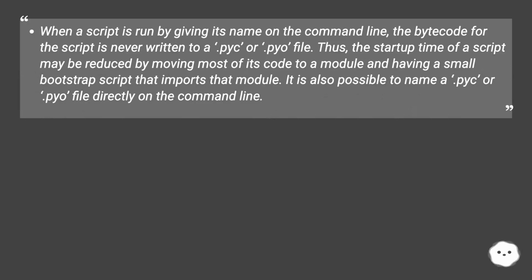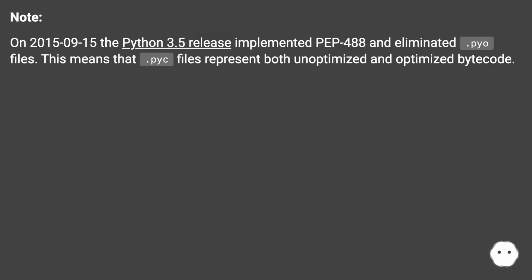When a script is run by giving its name on the command line, the bytecode for the script is never written to a .pyc or .pyo file. Thus, the startup time of a script may be reduced by moving most of its code to a module and having a small bootstrap script that imports that module. It is also possible to name a .pyc or .pyo file directly on the command line. Note: on September 15, 2015, the Python 3.5 release implemented PEP 488 and eliminated .pyo files. This means that .pyc files represent both optimized and unoptimized bytecode.